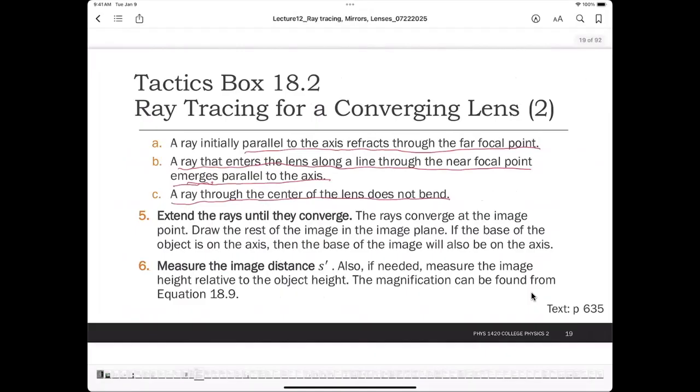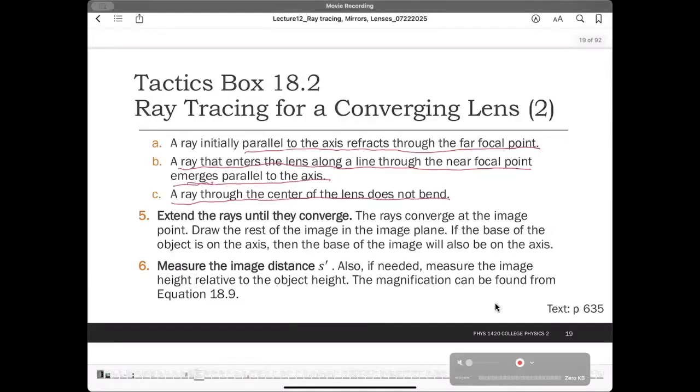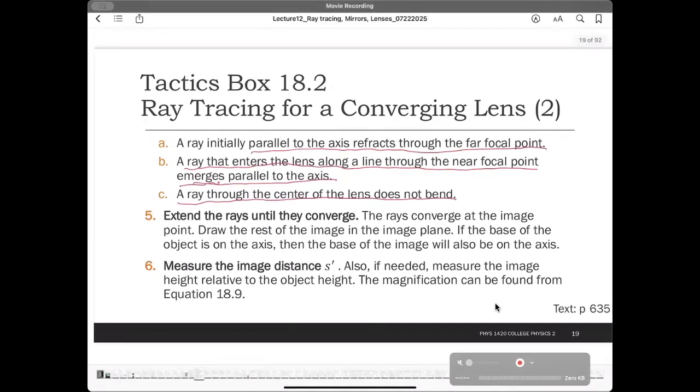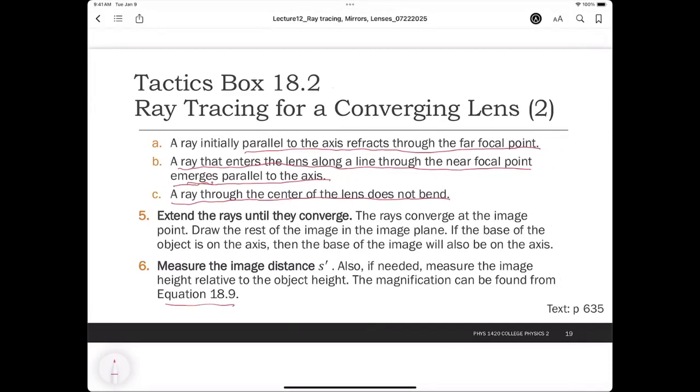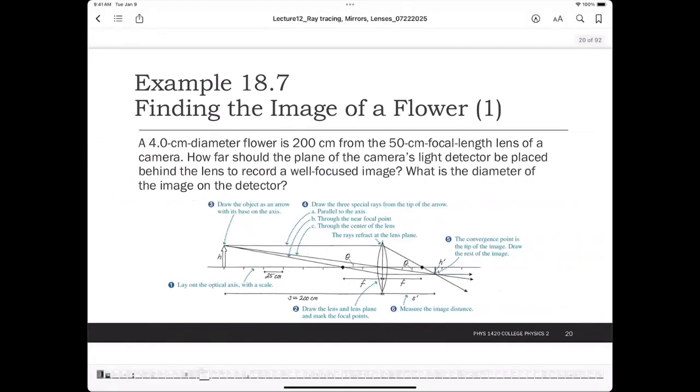The magnification can be found from equation 90.9. We will talk about equation 90.9 later. This is just the steps for how to do ray tracing for converging lenses. Okay, let's continue. Let's talk about one example, 80.7, finding the image of a flower.